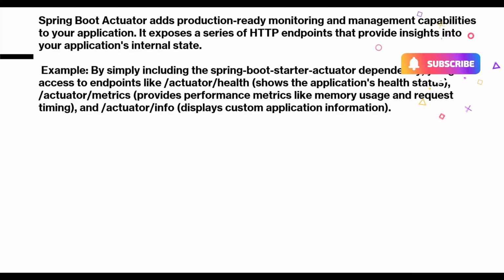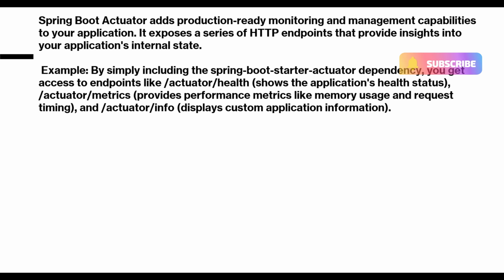The third benefit or the third feature is actuator. If you have not heard what actuator is about, actuator is a monitoring service that gives you the capability to manage and monitor your applications in a production-ready way. It exposes a series of HTTP endpoints that provide insights about your application. What is the internal state of your application? Every piece of internal information will be handed over to the user so that they can act accordingly and make changes.